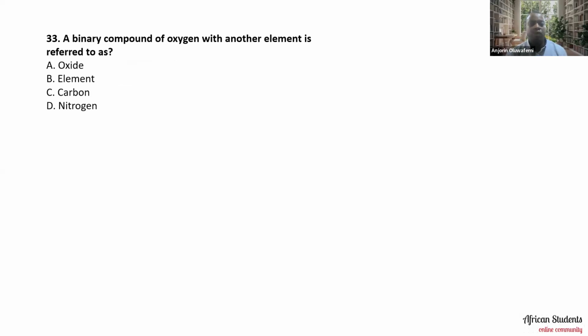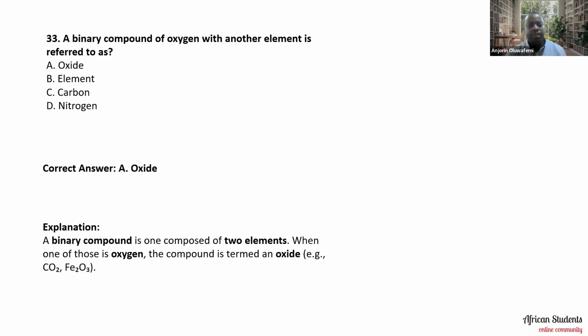A binary compound of oxygen with another element is referred to as A, is it oxide? B, is it element? C, is it carbon? D, is it nitrogen? So the answer is oxide. A binary compound is one composed of two elements. When one of those is oxygen, the compound is termed an oxide, e.g. CO2, Fe2O3, and so on and so forth.